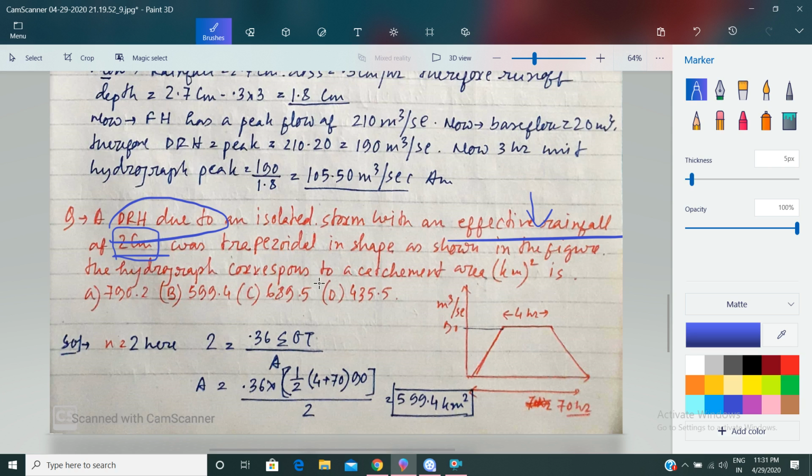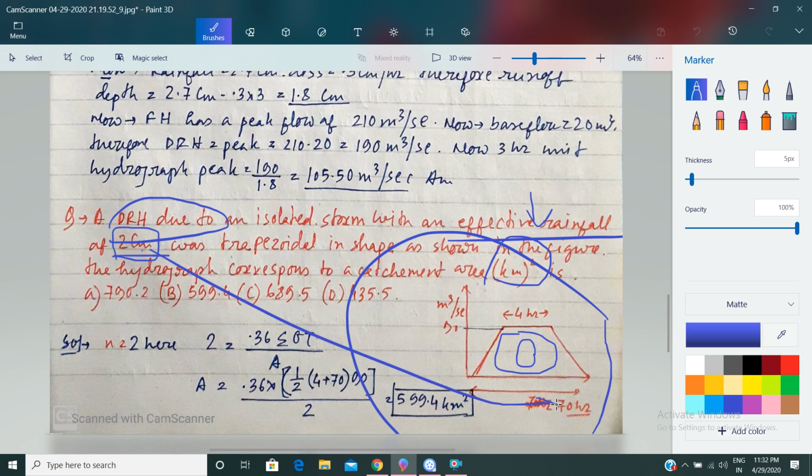The hydrograph corresponds to a catchment area in kilometer square. Now we need the catchment area in kilometer square. See, this area will correspond to the volume of the total runoff. This diagram is given in the question. So this area will resemble the volume of the runoff. Now if we divide this by the depth of runoff, then we will get the area of the catchment.